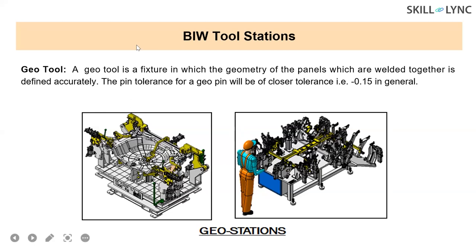Clear? So consider I will be having a panel with a hole of diameter 25 mm. So for the geo tool, what should be the acceptable tolerance level? Anyone? I will be having a hole with a diameter of 25 mm, and for the geo spot tool there is a tolerance of 0.15 mm. So what can be the acceptable tolerance level?